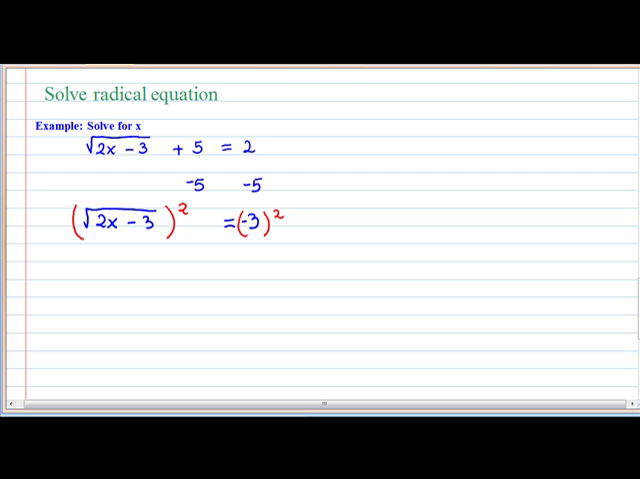So now the square root and the 2 here cancel out. We're left with 2x minus 3 equal to 9. Now we solve for x by adding 3 to both sides. So now I have 2x equal to 12. To solve for x, we need to eliminate the 2, so we divide by 2 on both sides. So this gets cancelled out, and now x equal to 6.